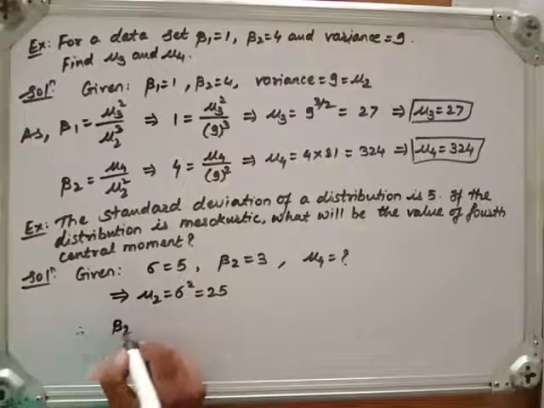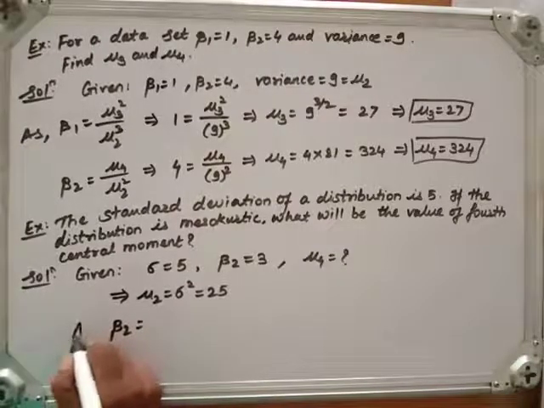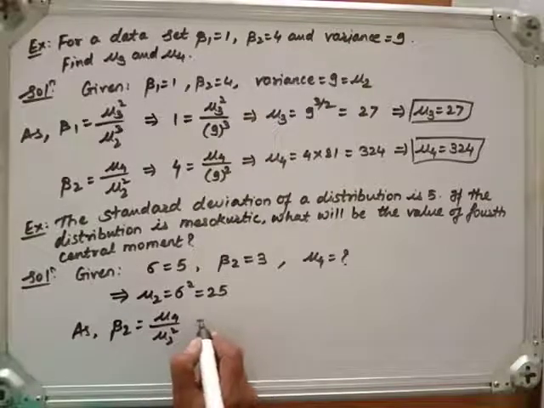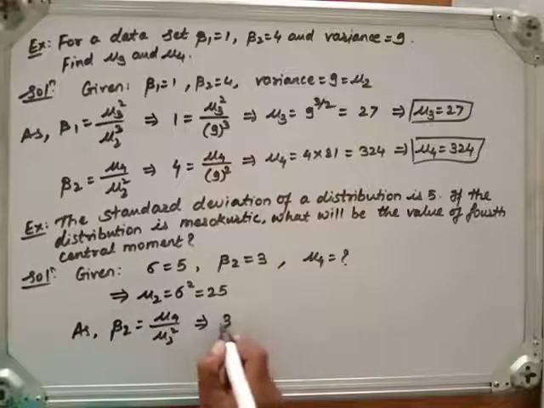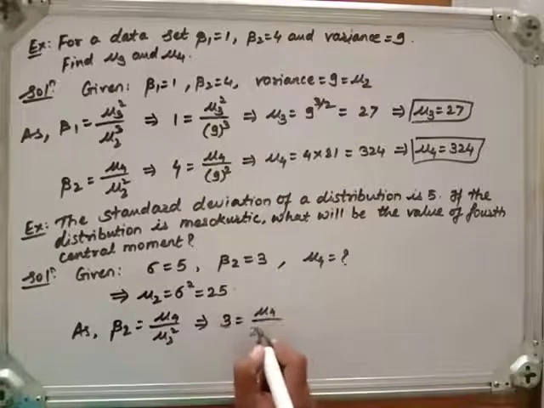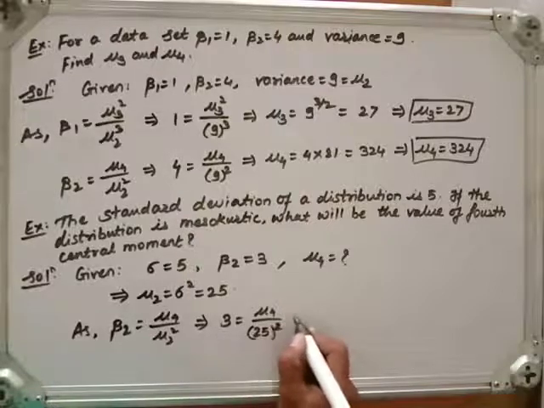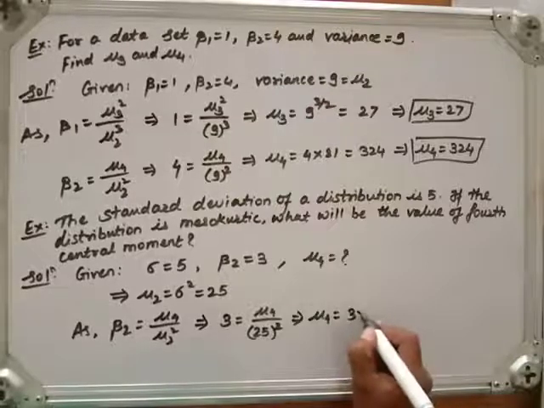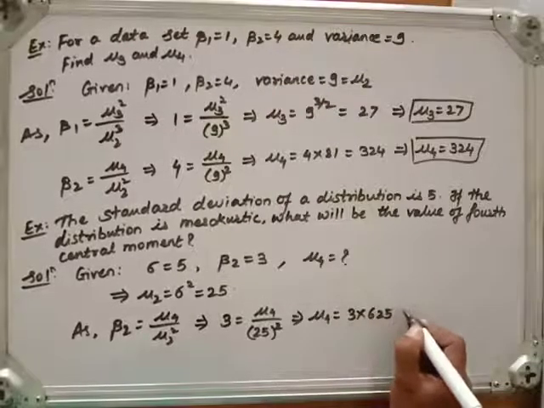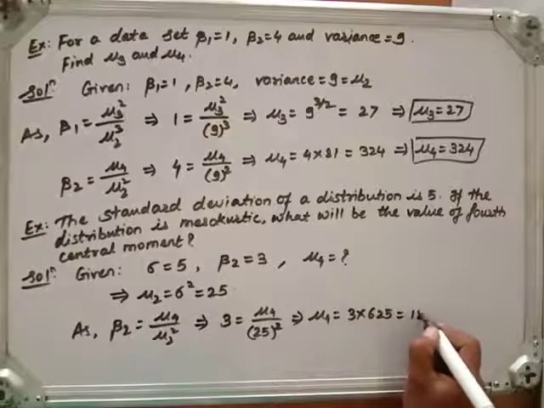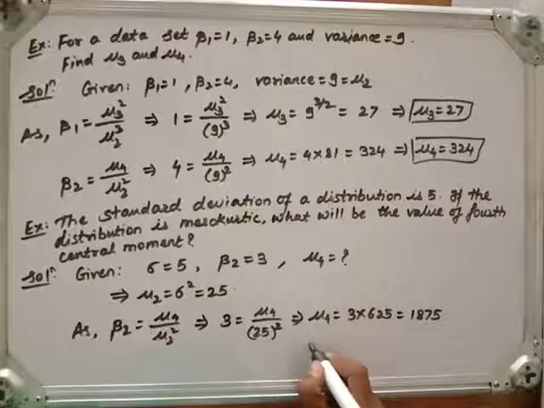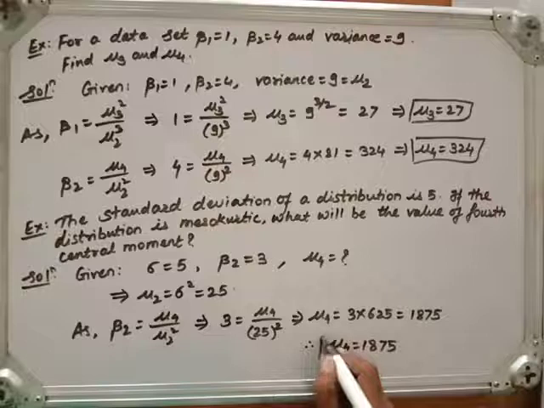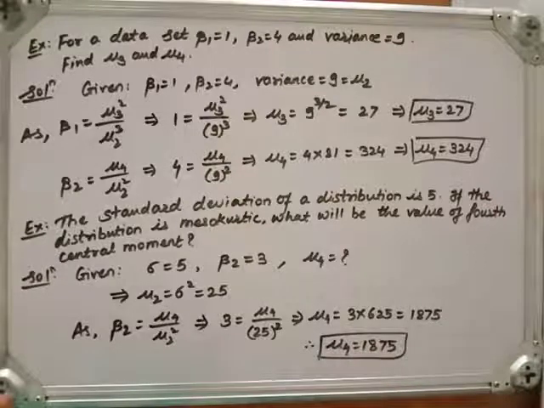Therefore, as beta 2 is equal to mu 4 upon mu 2 square, this gives us beta 2 is 3, so 3 is equal to mu 4 upon 25 square. So mu 4 is equal to 3 into 625, that is 1875. Therefore mu 4 is equal to 1875. This is our answer. Now the next example.